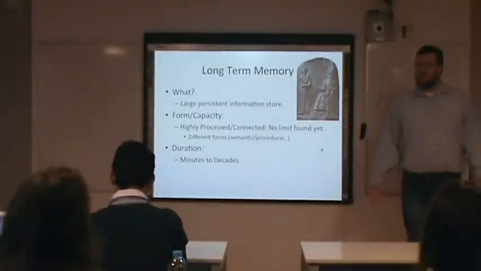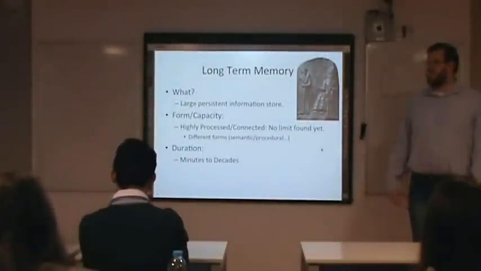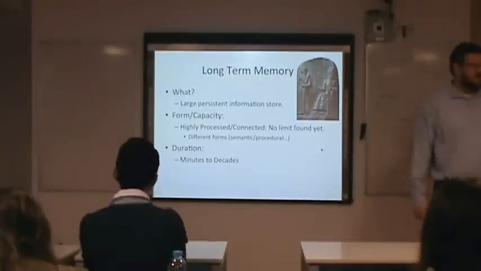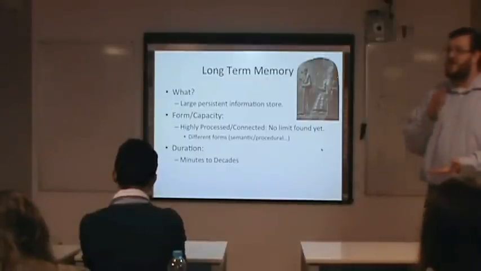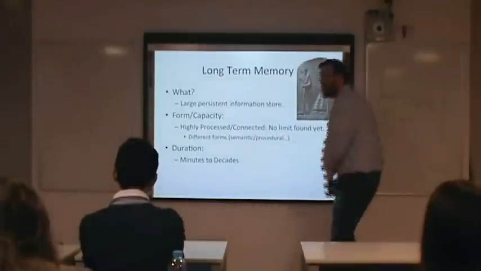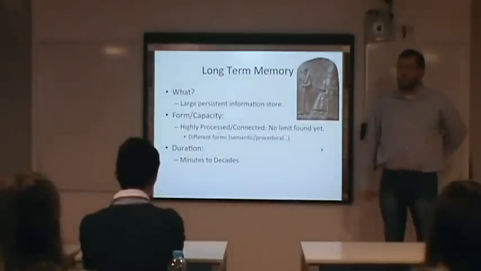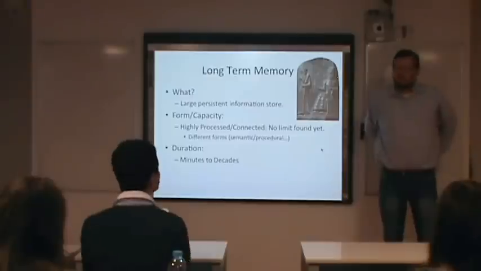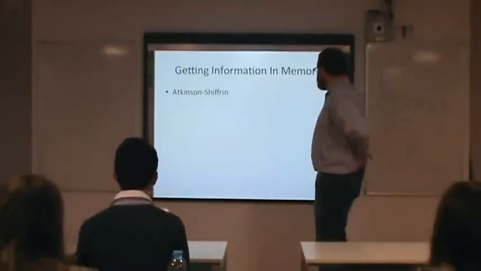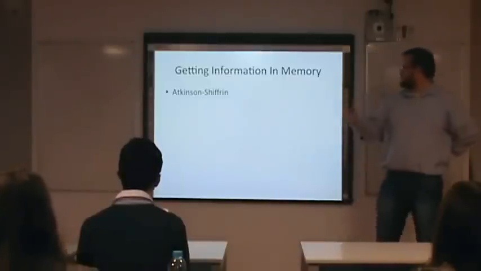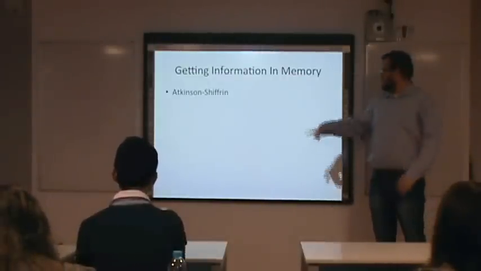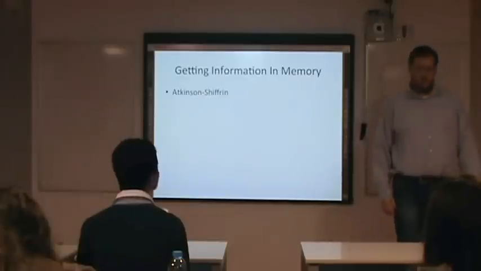So the duration, minutes to decades, even seconds potentially. You might have something really important happen and it's not that you're working on it, but you can remember it a second later and remember it decades later. Like I remember waking up and finding out that, who was it, Magic Johnson had AIDS. I remember that. That was a big deal for me too. Okay, so how do we get information into long-term memory? You have this Atkinson-Shiffrin model, which says basically what?